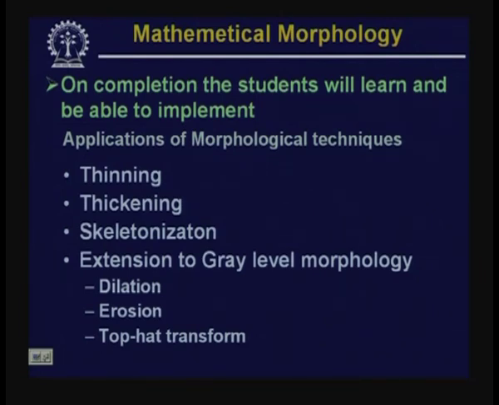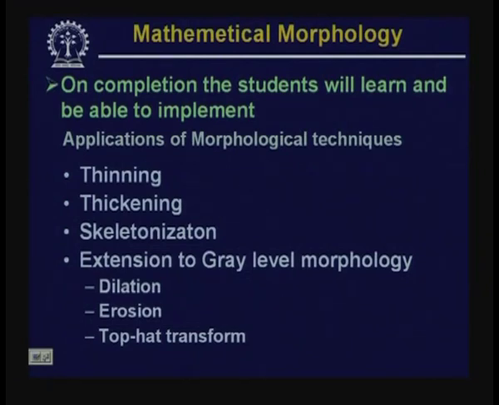We will also discuss the morphological techniques to obtain the skeleton of a given shape, and we have said earlier that the skeleton of a given shape is very useful for describing an object shape, and this description can be used for high level image understanding operations for image interpretation purposes.